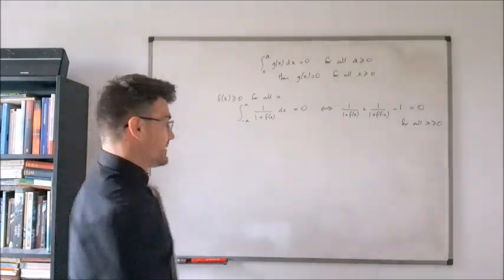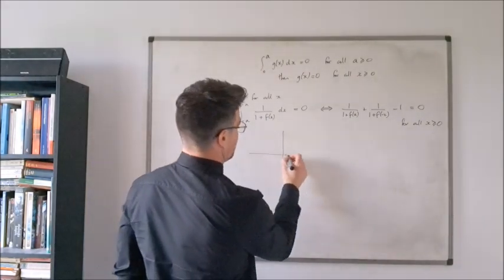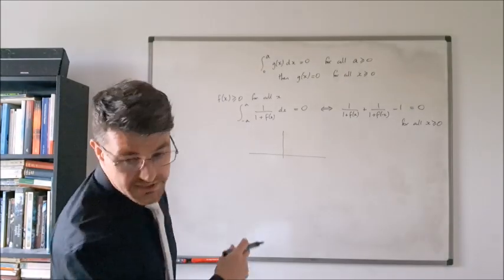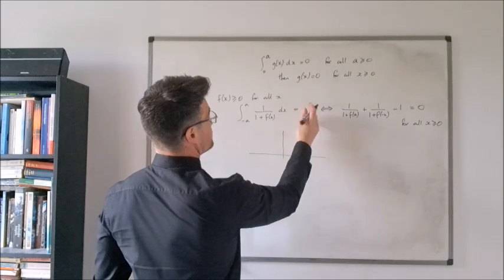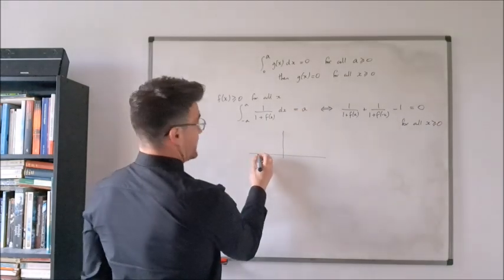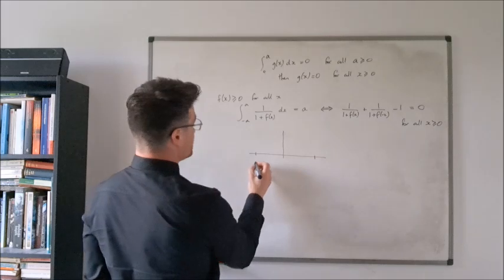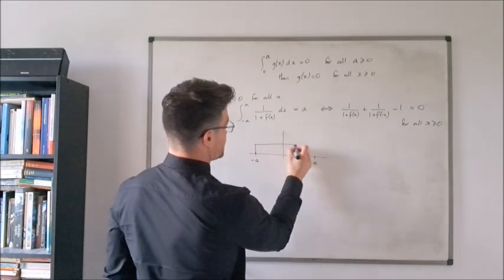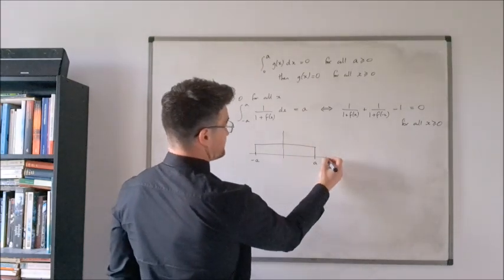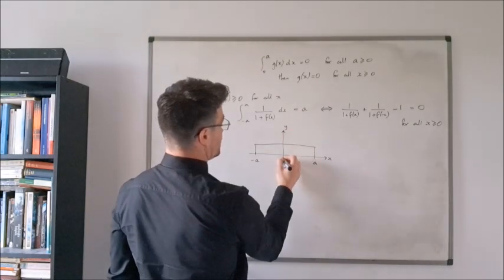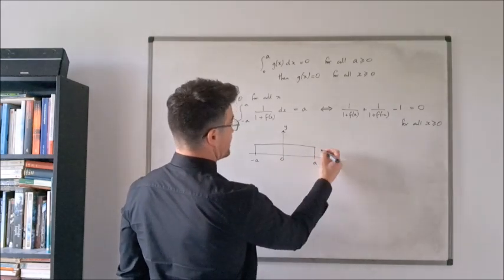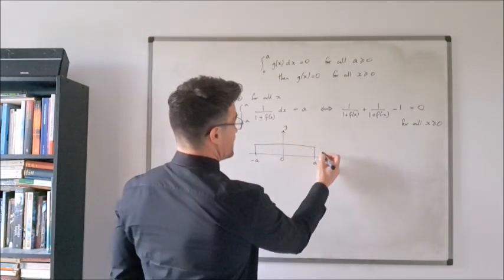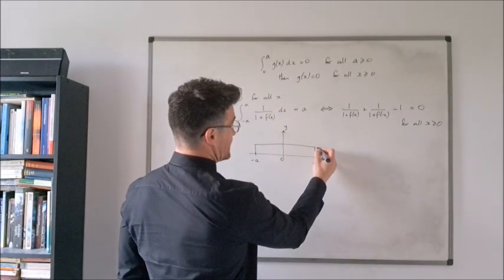So then I drew this diagram. Sorry, I think I've made a mistake. That should be a, not 0. Okay, so the diagram that I drew was this: minus a, and I literally just drew a rectangle here. X, Y, 0, and I recognize that for this area here to be equal to a, the height of this rectangle would have to be a half.